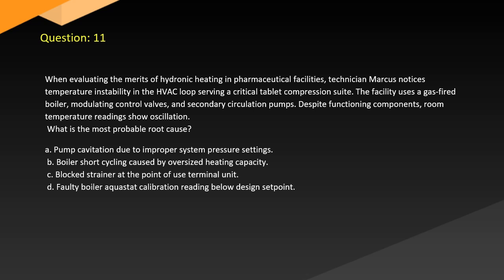Question 11. When evaluating the merits of hydronic heating in pharmaceutical facilities, technician Marcus notices temperature instability in the HVAC loop serving a critical tablet compression suite. The facility uses a gas-fired boiler, modulating control valves, and secondary circulation pumps. Despite functioning components, room temperature readings show oscillation. What is the most probable root cause? A. Pump cavitation due to improper system pressure settings. B. Boiler short cycling caused by oversized heating capacity. C. Blocked strainer at the point of use terminal unit. D. Faulty boiler aquastat calibration reading below design set point.